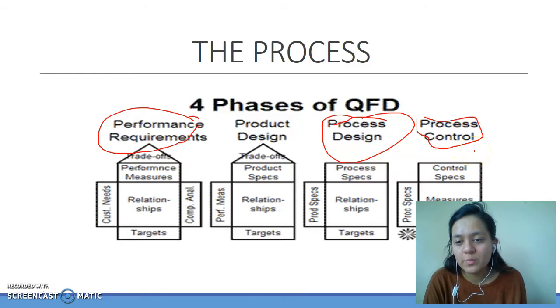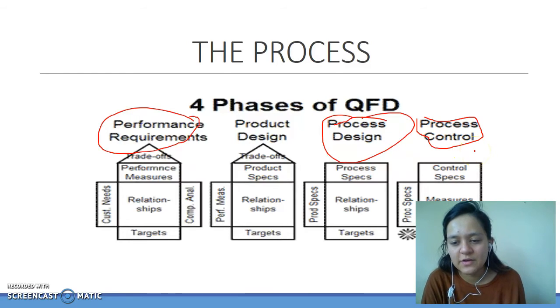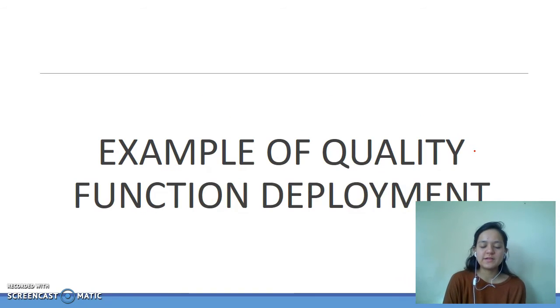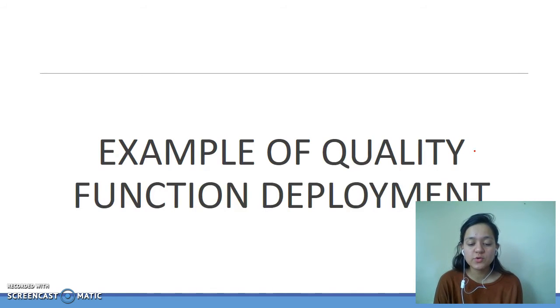In process control you measure targets and you go back and see where you stand, like you do in any planning procedure. Alright, so let's now move on to the example, which is going to help you understand better what quality function deployment actually is.